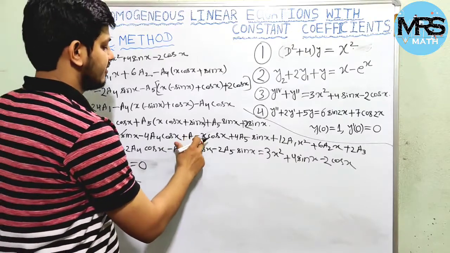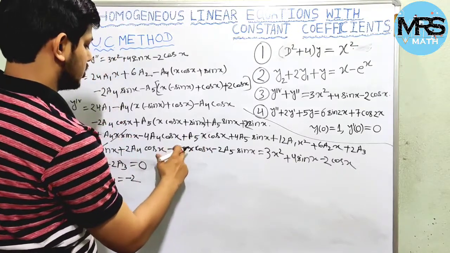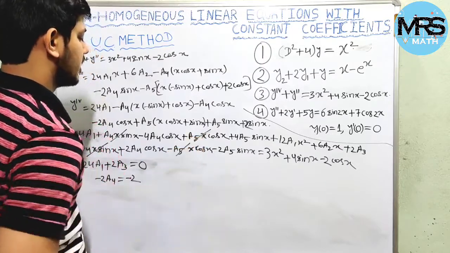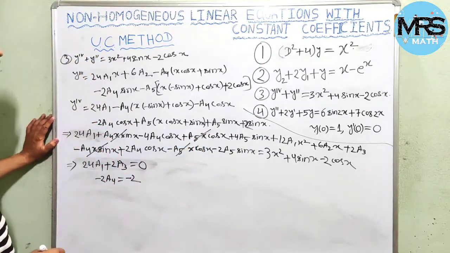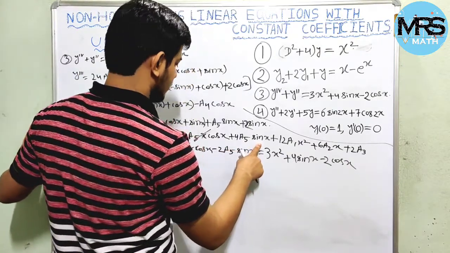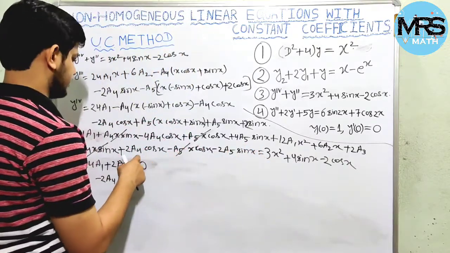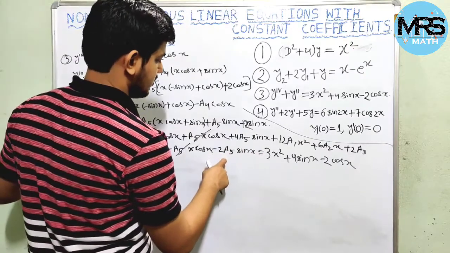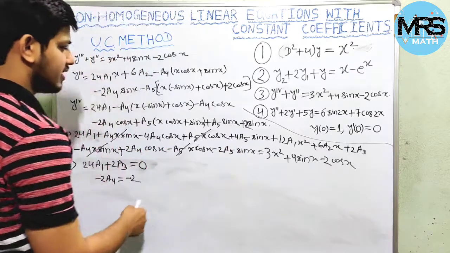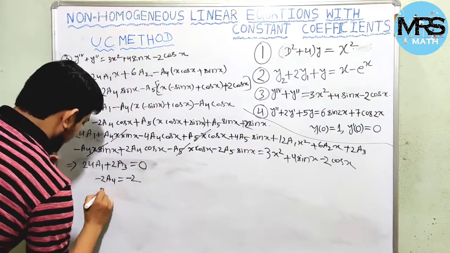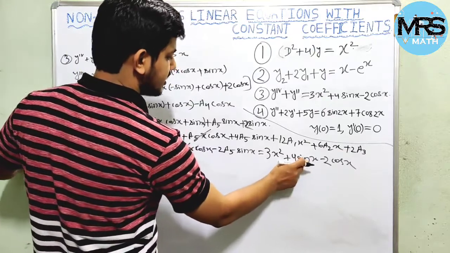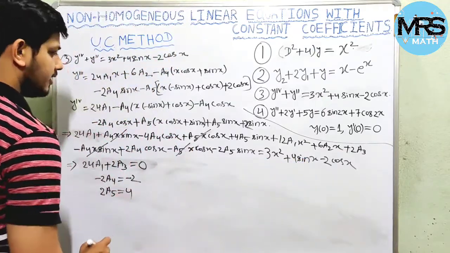Now a5 x cos x is there, and again minus a5 x cos x is there, so these two terms can be cancelled out. Now 4a5 sin x is there, and here is another sin x term. So 4a5 minus 2a5 is 2a5, and the coefficient of sin x on this side is 4.